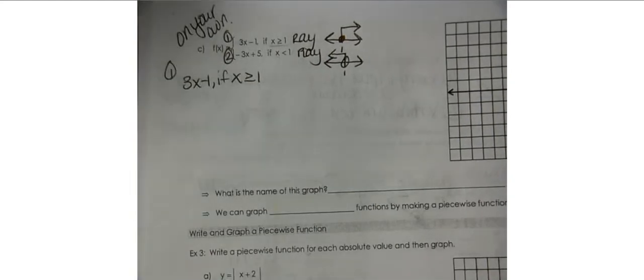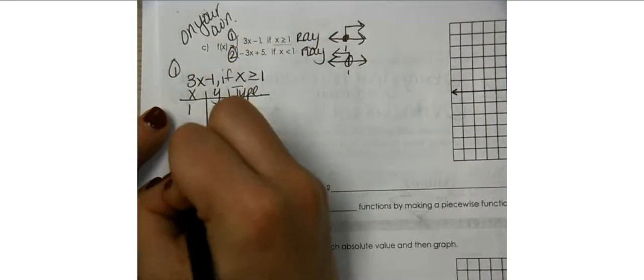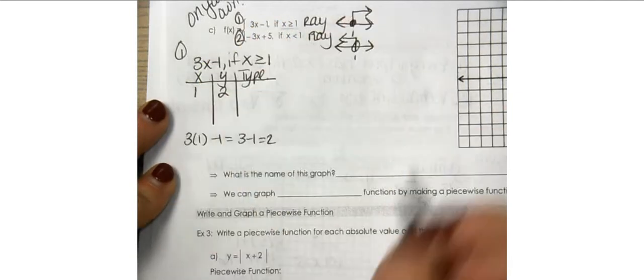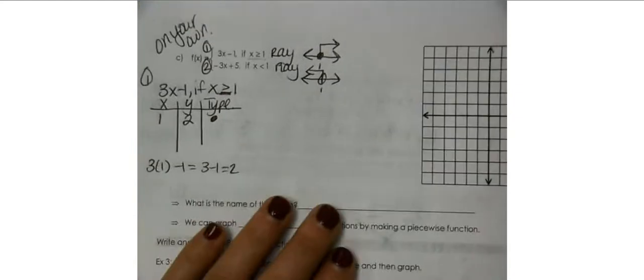2 rays. So I'm going to automatically select the number 1 that's given to me. And when I do that, I have 3 times 1 minus 1, which is 3 minus 1, which is 2. So my first ordered pair is 1, 2. And because 1 is included, I'm going to have a closed circle. So I'm going to plot 1, 2. So going over to 1 up to 2, here is my first point.